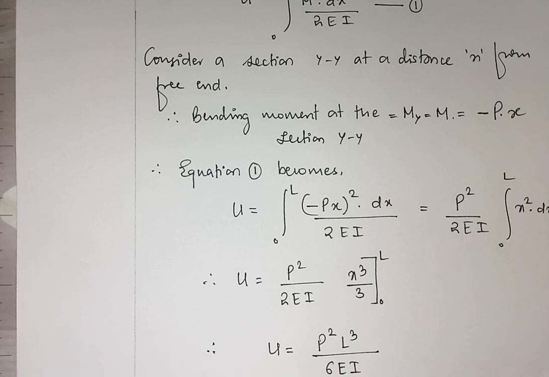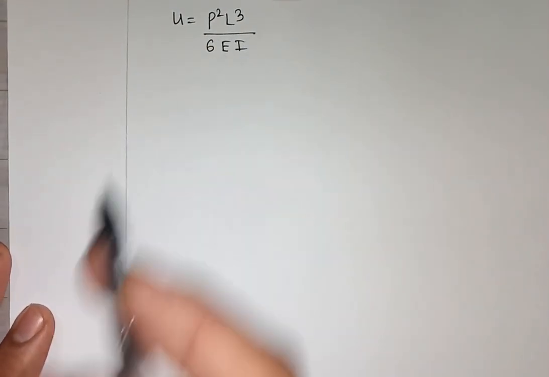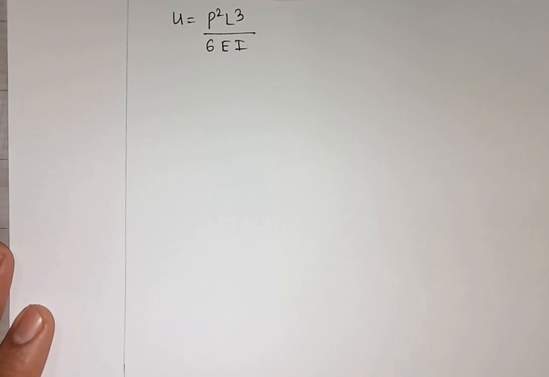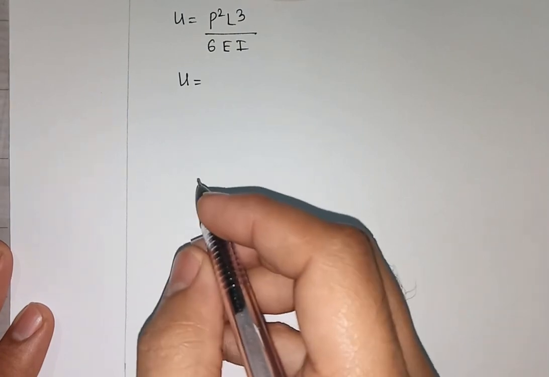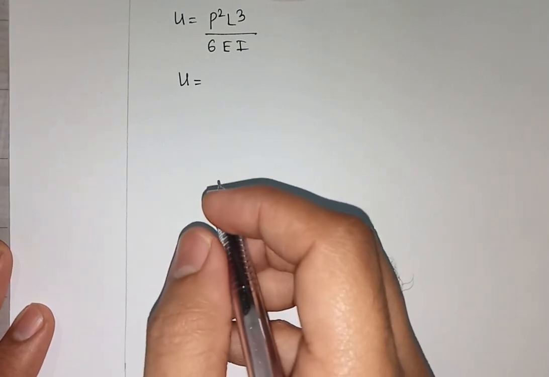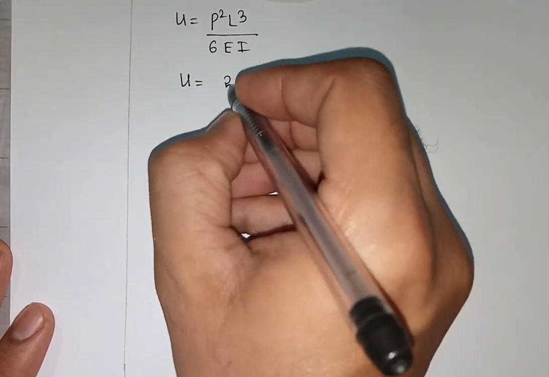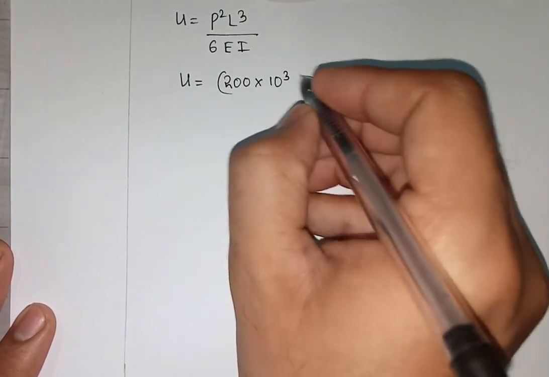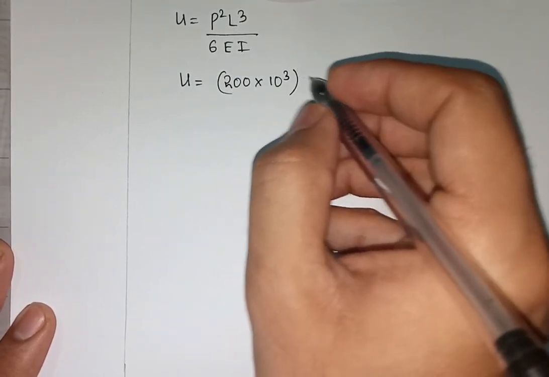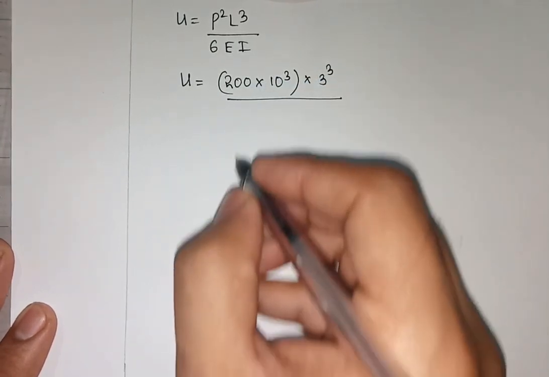So let me go ahead and substitute the values given to me in the problem. So we know that U is equal to P square L cube divided by 6 EI. I have just derived this. So I'll be substituting the values. So I am in need of U. Value of P given to me in the problem is how much? 200 kilonewton. So I'll just put it in Newton. So 200 into 10 raised to 3. Value of L given to me in the problem is 3 meters. So it is 3 cube divided by 6.